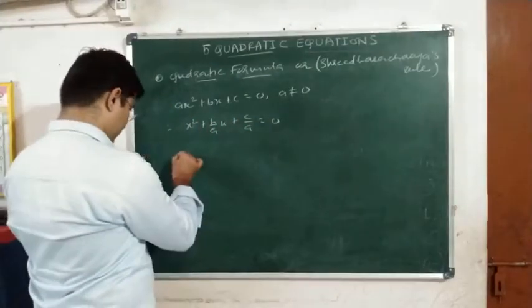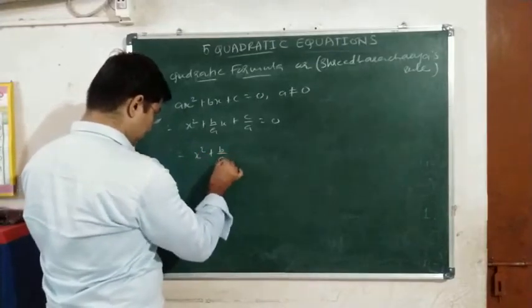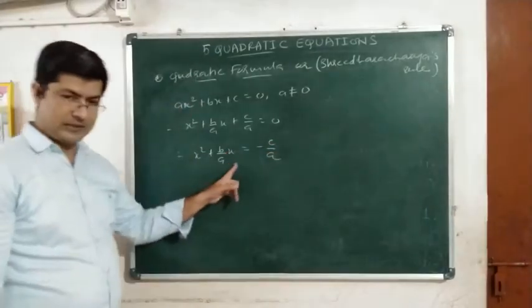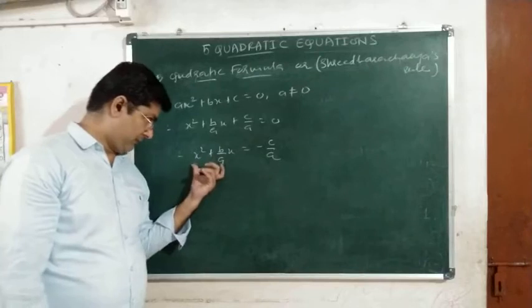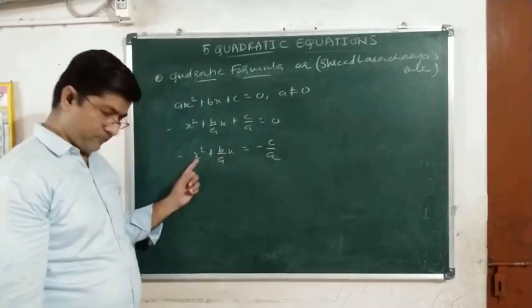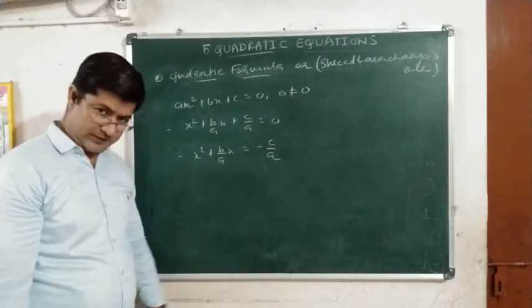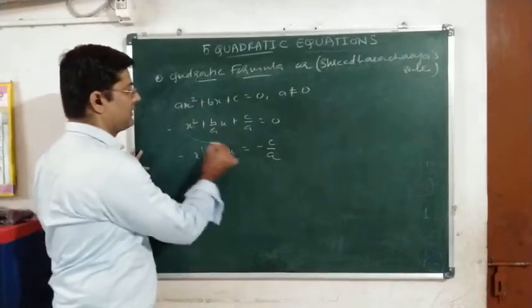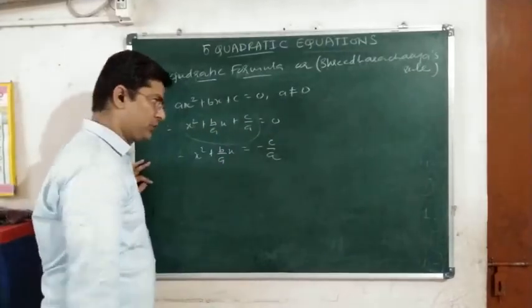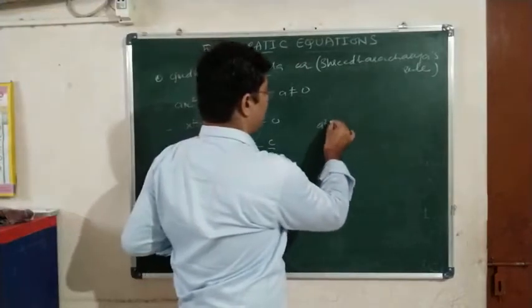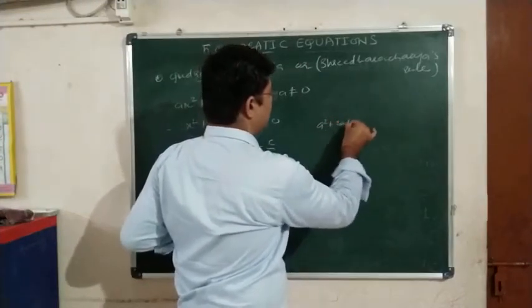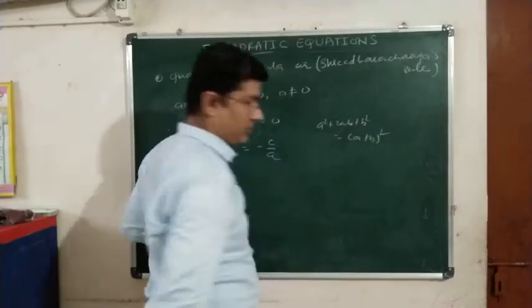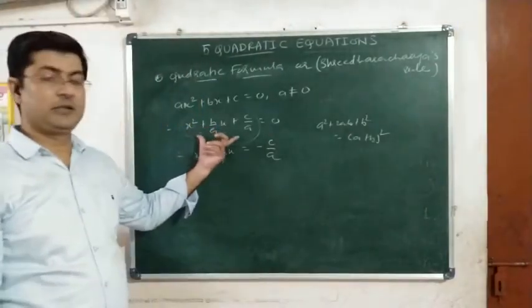Now I will transpose c/a to the right side, and now I will write down the last term for this quadratic. We have two terms, yes or no? First term and middle term. So the last term I can find out. You can understand it in this way: we have to make this quadratic expression a perfect square polynomial. What is a perfect square polynomial? a² + 2ab + b² equals (a + b)² format. So we want to convert this into that format.